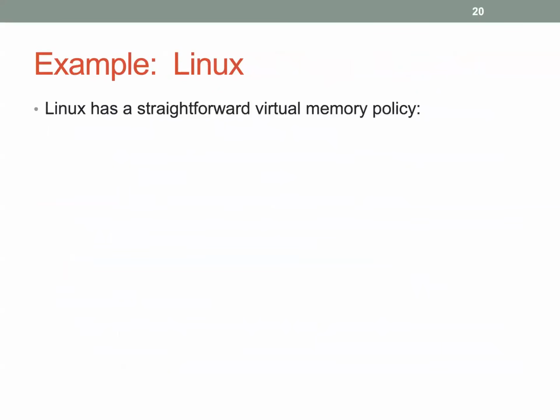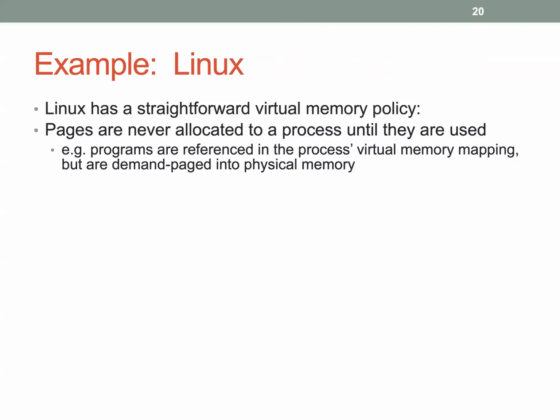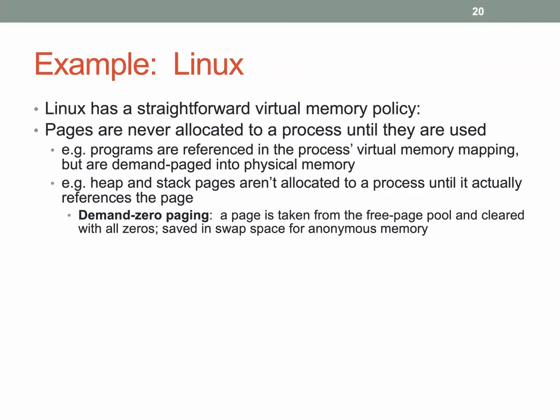Okay, final few things to talk about. Linux has a very simple, I shouldn't say simple, but it's intuitive approach based on everything we've talked about over the last 5 or 6 lectures. Pages are never allocated to a process until they're actually used. So this is pretty much a pure demand paging approach. The program may have virtual memory references set up in the address mapping, but page faults are what actually move information into the process's pages.